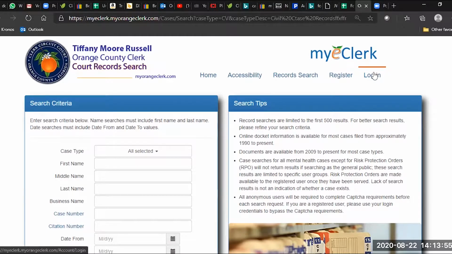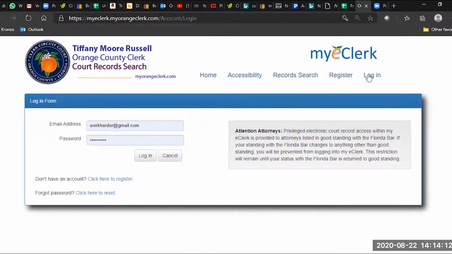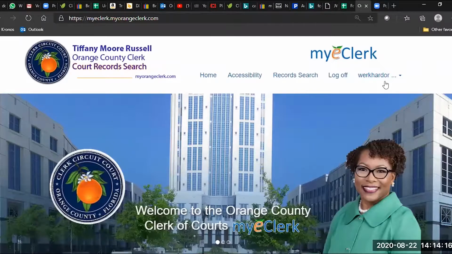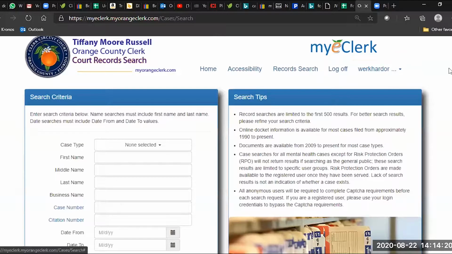If you're doing it in the UK or around the world, probably your clerk or similar governmental authority has the ability for you to sign on. I highly recommend it. It'll just save you some time. So I'm going to log in to the Clerk site, a little slow, and I'm going to search records.